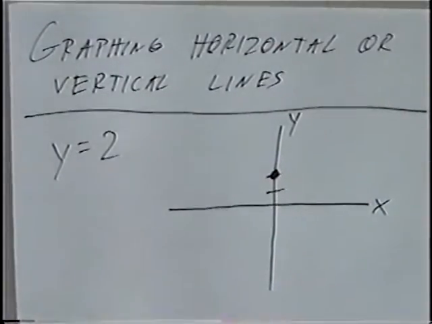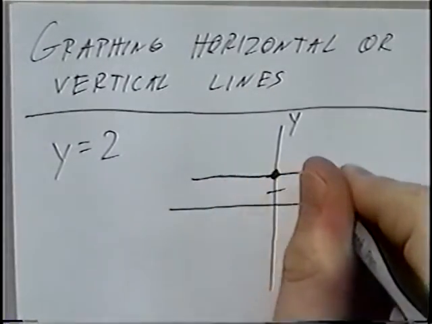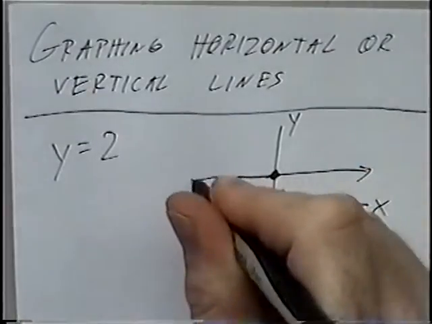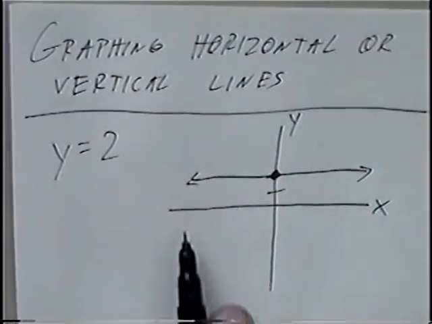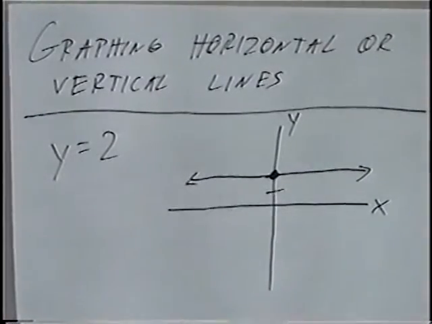For a line y equals a number, we'll go up to y equals 2, and we'll have a horizontal line that goes straight across. Along this line, the x values change, but the y value is always equal to 2, so that'll be the graph for this section.